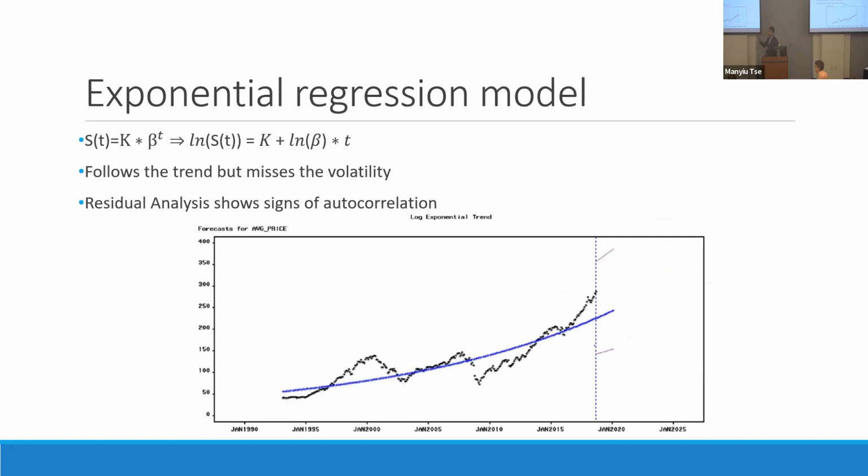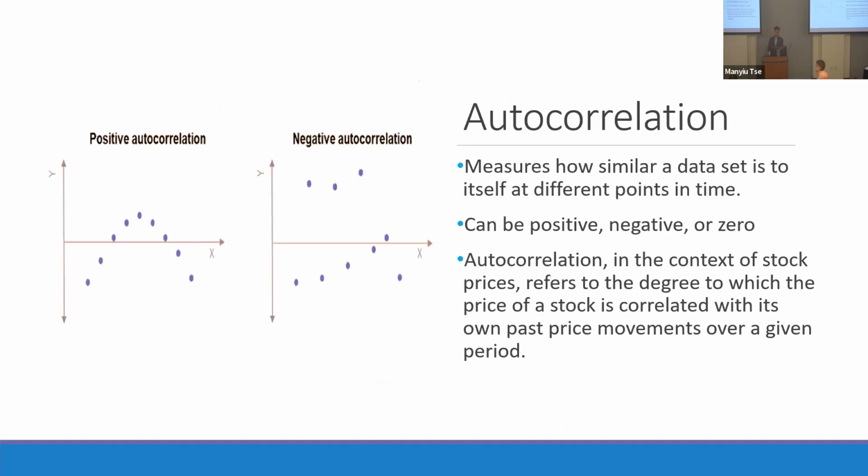As you can see, it's kind of following the stock price, but it's not considering the ups and downs, the volatility of the stock price. But if you look at the residual analysis, which is the difference between the blue line and the black line, you can see that the black line is kind of meandering across the blue line, which is a sign of autocorrelation. So first, let me explain what autocorrelation is.